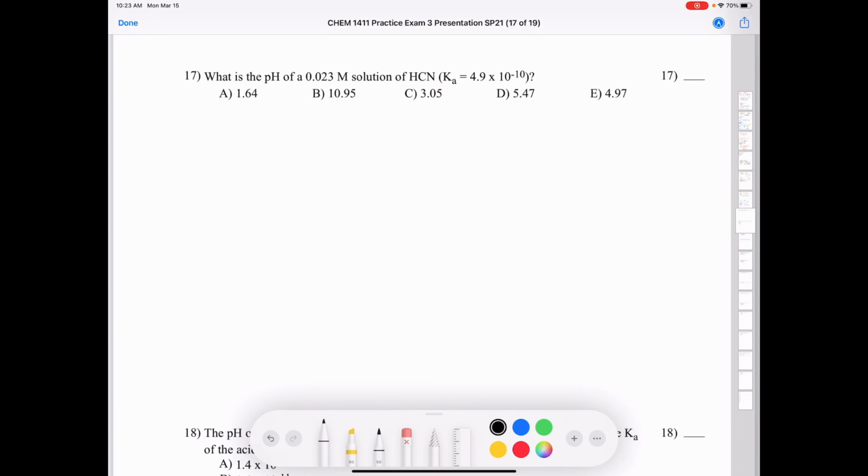Question 17, what is the pH of a 0.023 molar hydrocyanic acid solution? And it gives us the Ka of hydrocyanic acid, which is 4.9 times 10 to the negative 10. Well, we know that hydrocyanic acid is a weak acid, and so when we put it in water, it is only going to partially dissociate to produce hydronium ions plus cyanide ions, like that. We know that initially we have 0.023 molar of our hydrocyanic acid. We have none of the hydronium or cyanide ions.